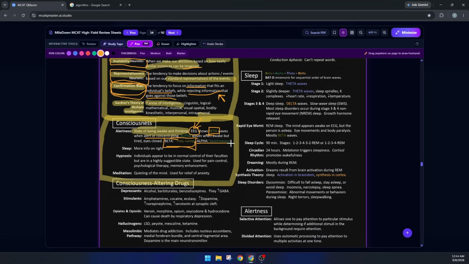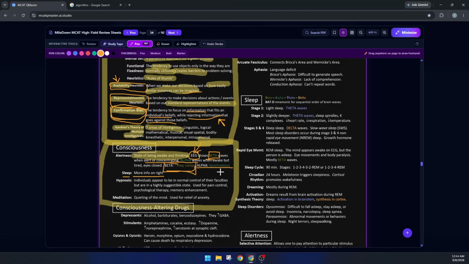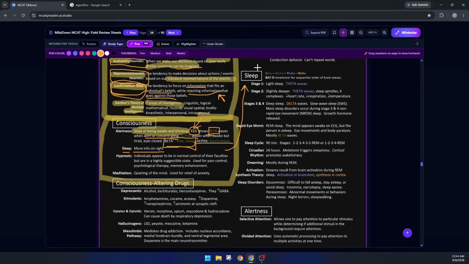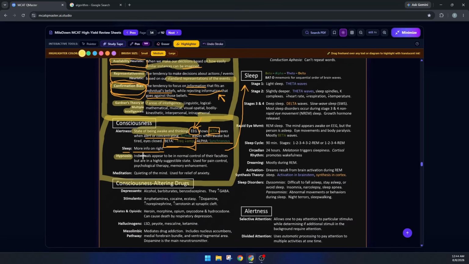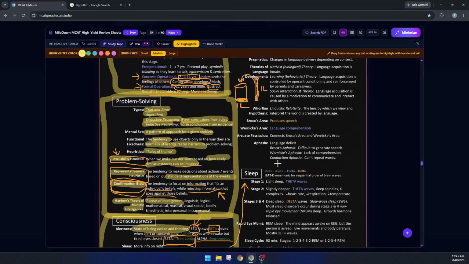All right, alpha means synchronous. All right, sleep. More info on the right. Okay, that means there's more info on this tab over here. Okay, and then hypnosis. Hypnosis, individuals appear to be in normal control. There's controversy about whether hypnosis is real or not. I've never experienced it. I don't know, but it could be used for all these different things apparently. Meditation is quieting of the mind, used for relief of anxiety.